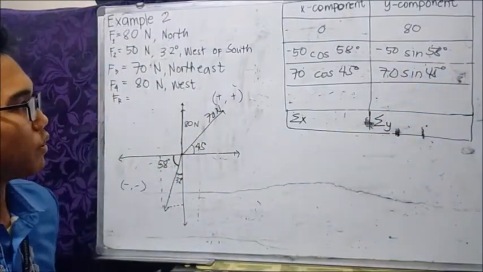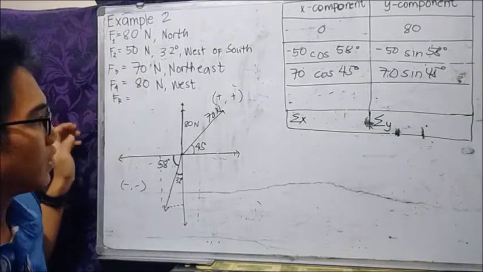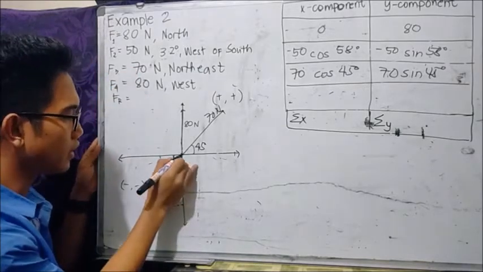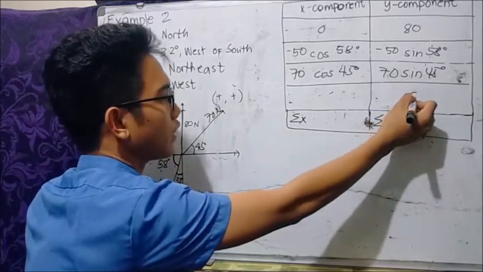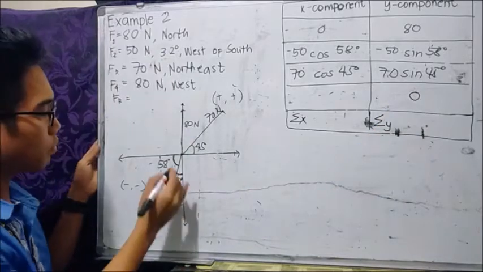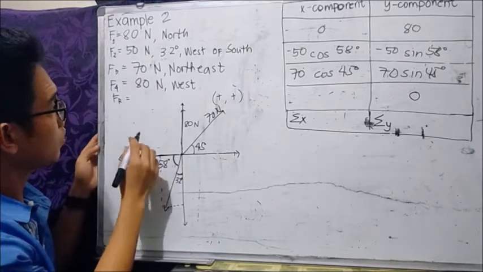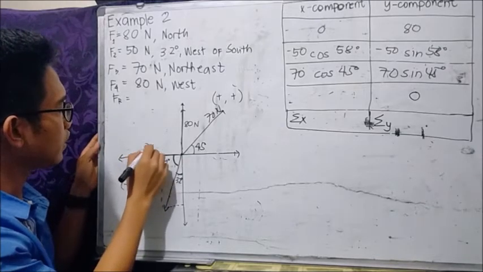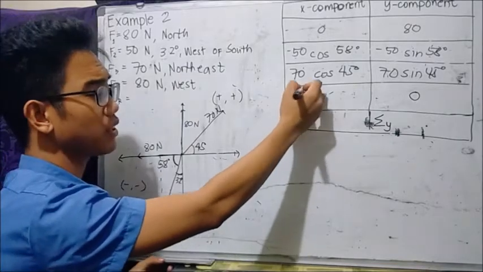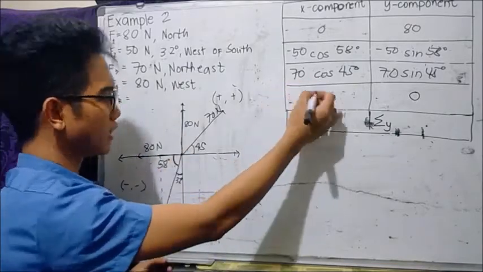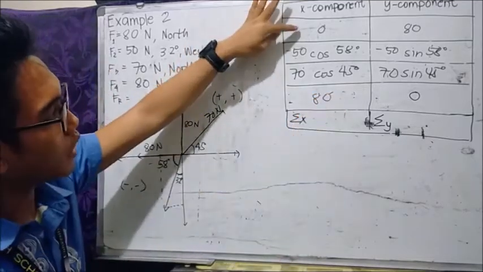And then last, we have our last vector, that is 80 Newton west. It is in the west, so it has no y component. We can write our y component as 0, and your x component, what is the magnitude, that is 80 Newton. So the x component of this force is equal to negative 80. Okay, so now we add our x components.